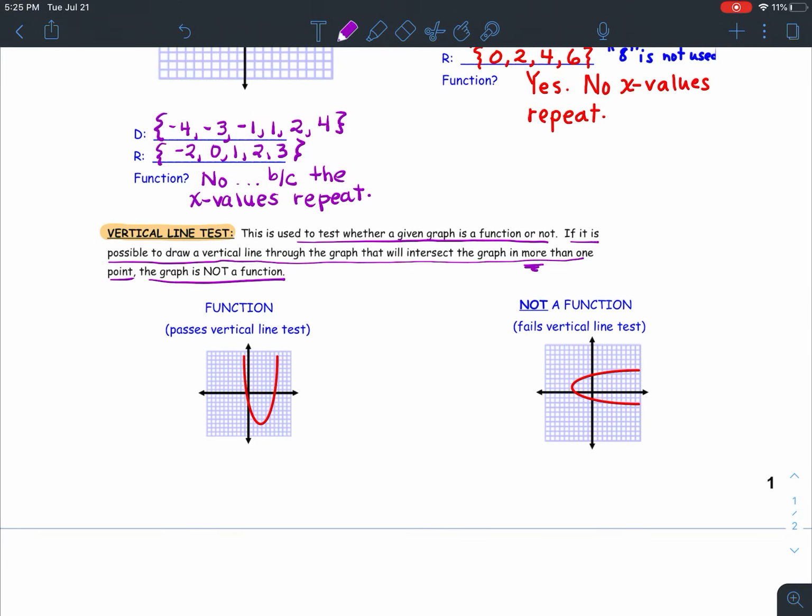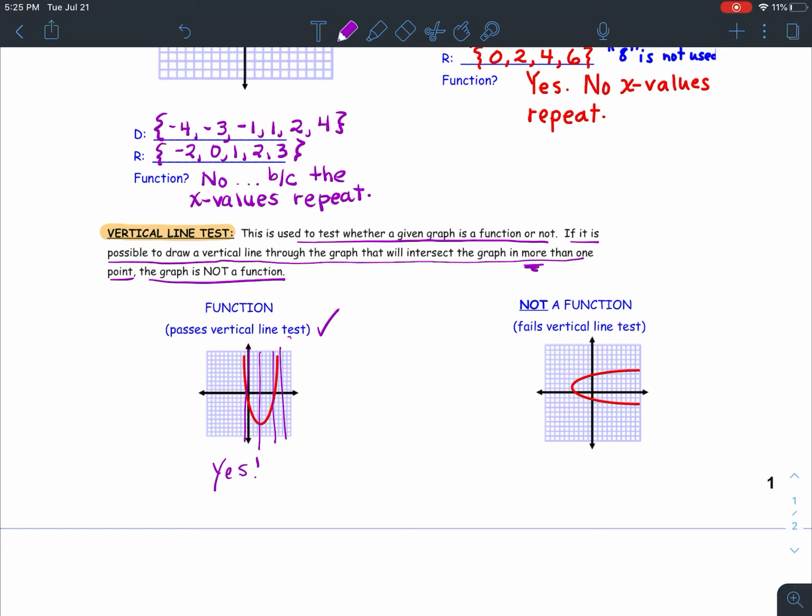And so you can see here in this example, I think we're pretty safe that there's not a vertical line that we could draw that would pass through this parabola here in more than 1 point. So we're going to say that passes the vertical line test, so we're saying yes, it's a function.